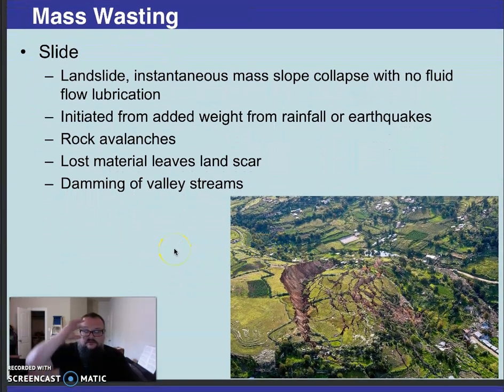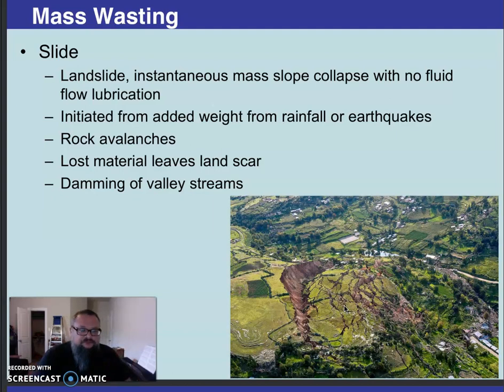The next one of these mass wastings I want to talk about is called slide. So we've heard about landslides. Obviously, that's a type of slide. Landslides, again, are fast, but landslides are typically not as fast as fall. Landslides are slope failures that happen sometimes because of the added weight of precipitation, or sometimes because of a jolt of energy from an earthquake.